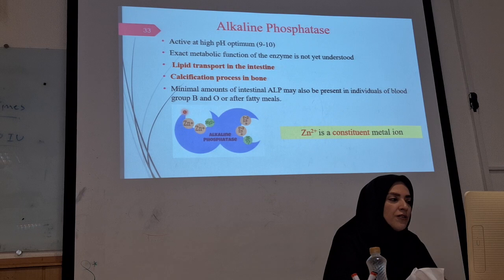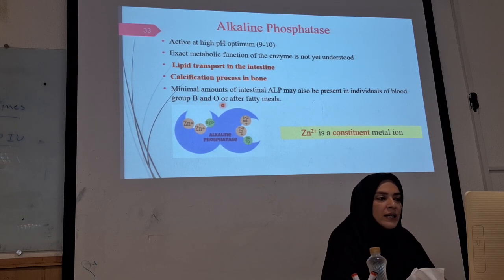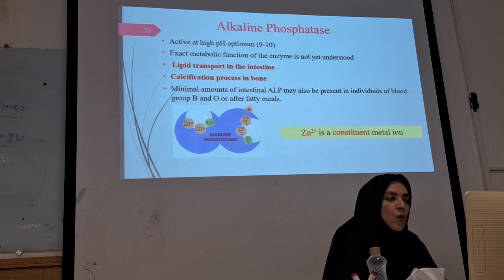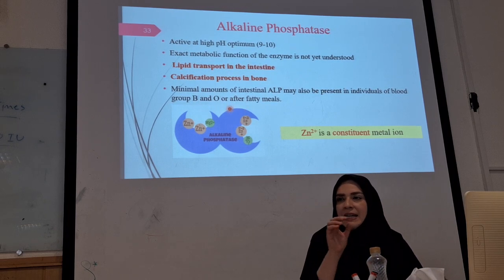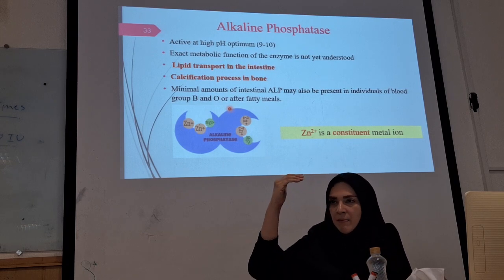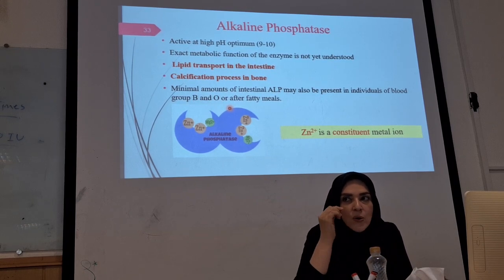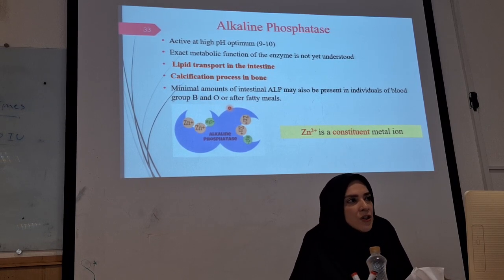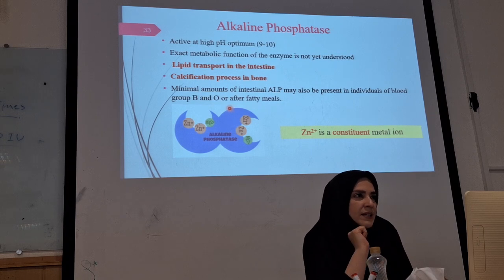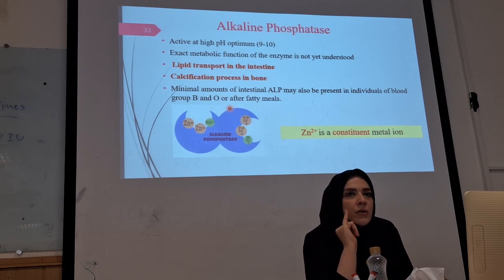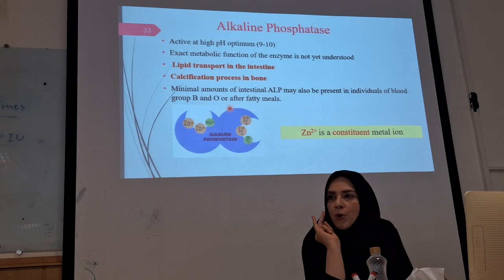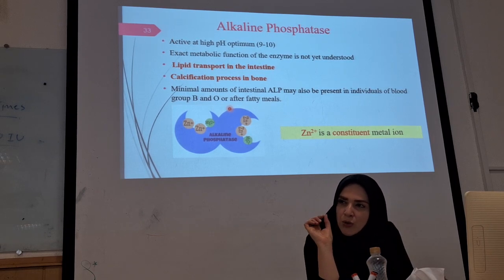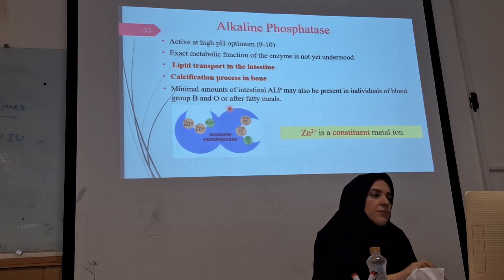individuals with blood type B and O, okay? Group B and O normally have a little higher amount of this enzyme, okay? So again, another question you should ask your patient is their blood type. And it is only for this enzyme, because a patient who has blood type B or O normally has a little higher than normal range of this enzyme, okay?